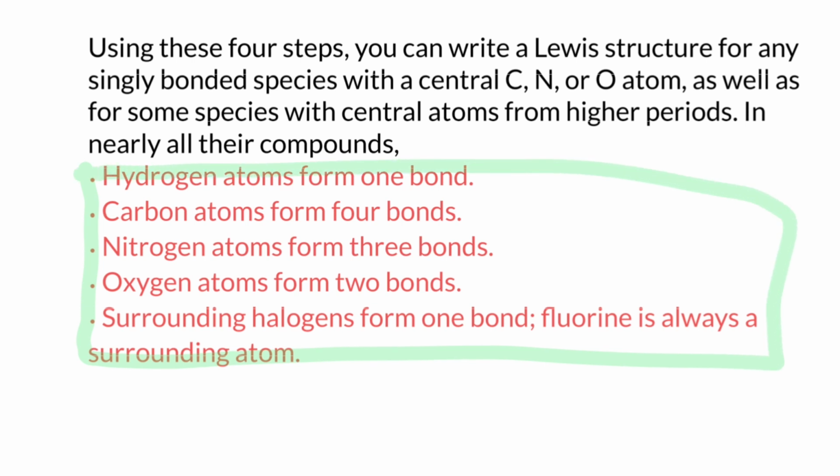We have to remember: hydrogen atoms form one bond, carbon atoms form four bonds, nitrogen atoms form three bonds, oxygen atoms form two bonds, and surrounding halogen atoms form one bond. Fluorine is always a surrounding atom because it forms only one bond. Keep in mind these are very important to draw the Lewis structure.